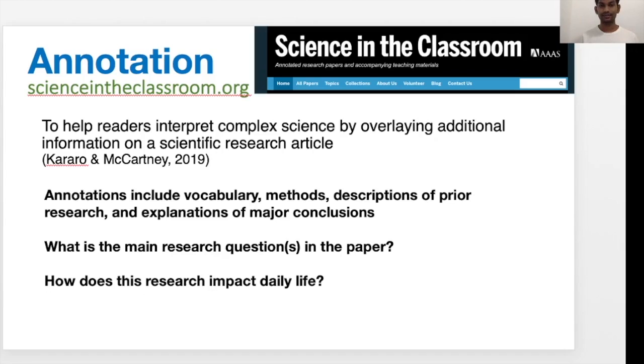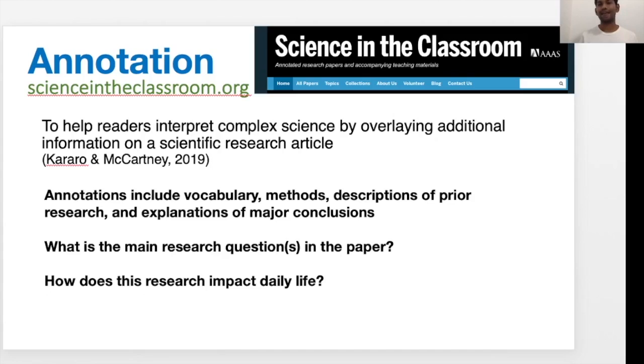We started the project with the annotations. Annotation is basically to help readers interpret complex science by overlaying additional information on a research paper. The information that we add can be vocabulary, something about the methods, descriptions of prior research, explanations of major conclusions or inferences of the paper, or it could be identifying the research questions or the hypothesis in the paper, or the daily life impact of the research that they've read.